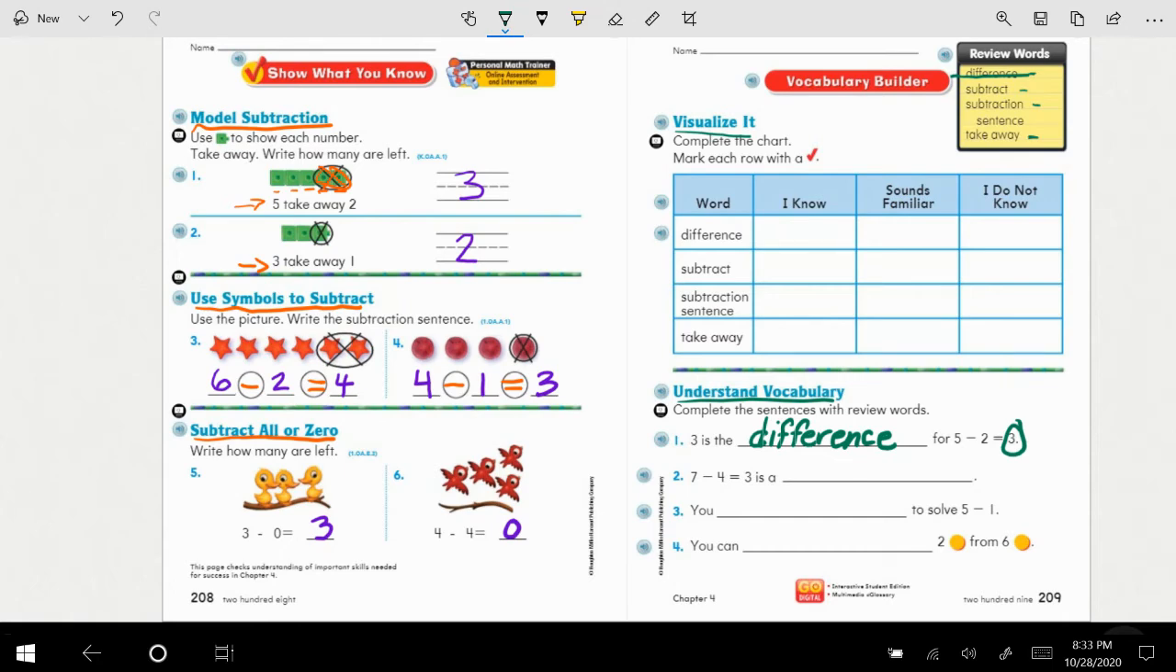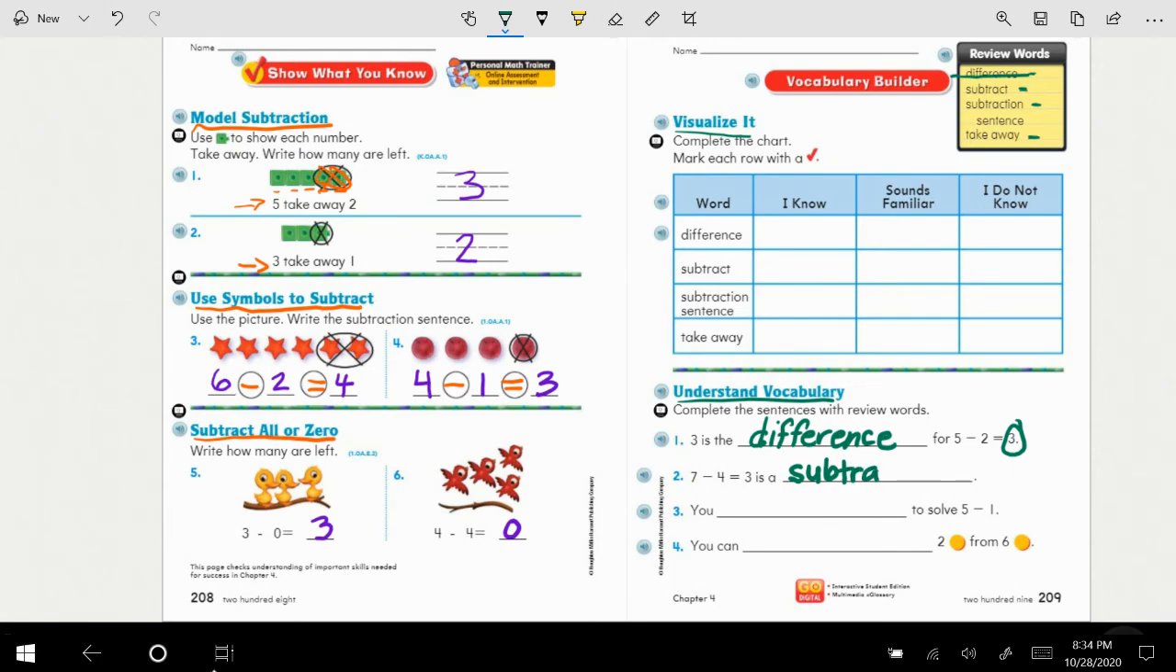Okay. Number 2, 7 minus 4 equals 3 is a blank. Let's look in our yellow box. 7 minus 4 equals 3 is a subtract. 7 minus 4 equals 3 is a subtraction sentence. Or 7 minus 4 equals 3 is a takeaway. What is that called? Okay, that is a subtraction sentence.